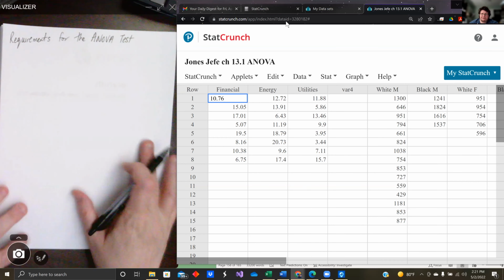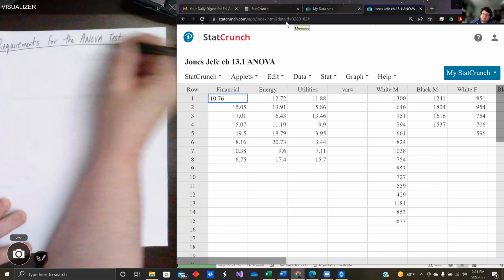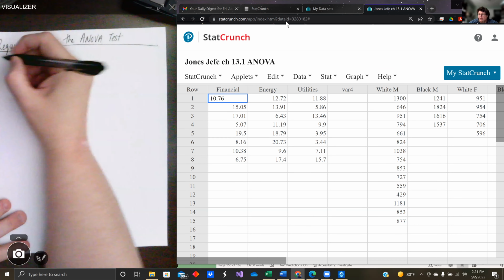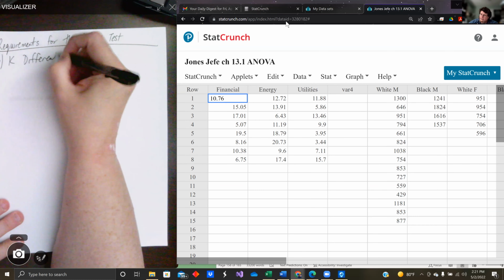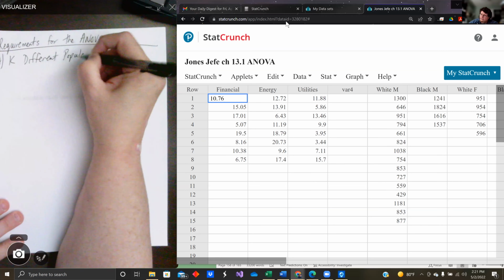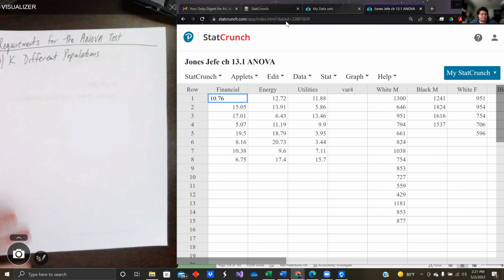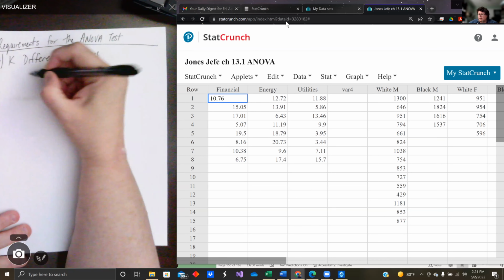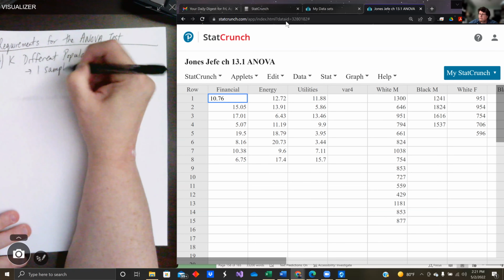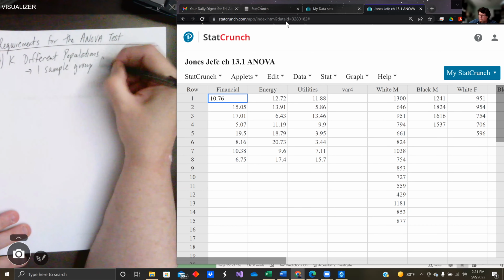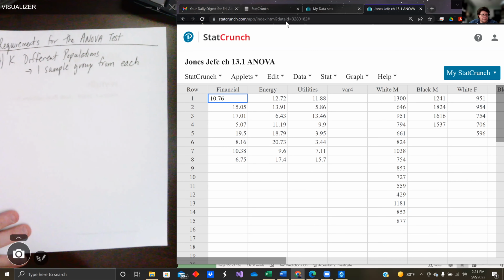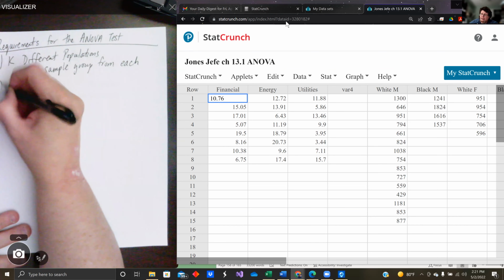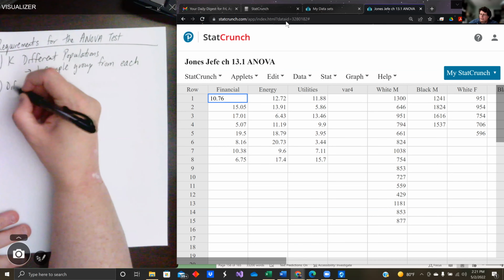So the requirements for the ANOVA test. Well, we need K different populations. They need to be different. And we're going to have just one sample group from each. And when I say different, what this kind of means leads into B. Different means they are independent of each other.